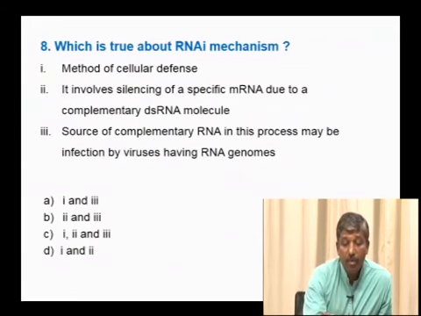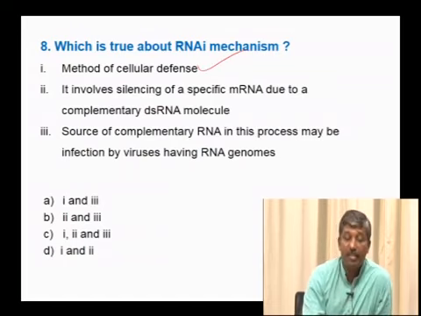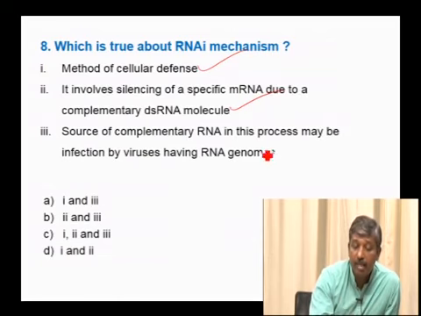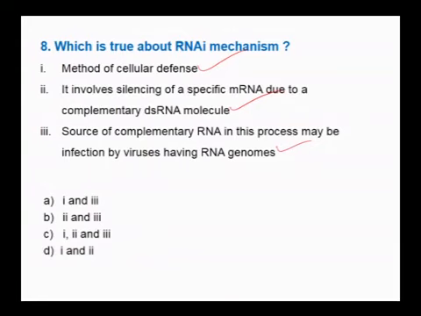See, which is true about RNAi mechanism? So it is a method of cellular defense. Yes, it is a method of cellular defense. It involves silencing of a specific mRNA due to a complementary double-stranded RNA molecule. Source of complementary RNA in this process may be infection by viruses having RNA genome. So hence all these three are the correct ones. So when viruses with RNA genome infect these eukaryotic cells, they gain the ability to resist the growth of the pest due to the RNA interference mechanism.